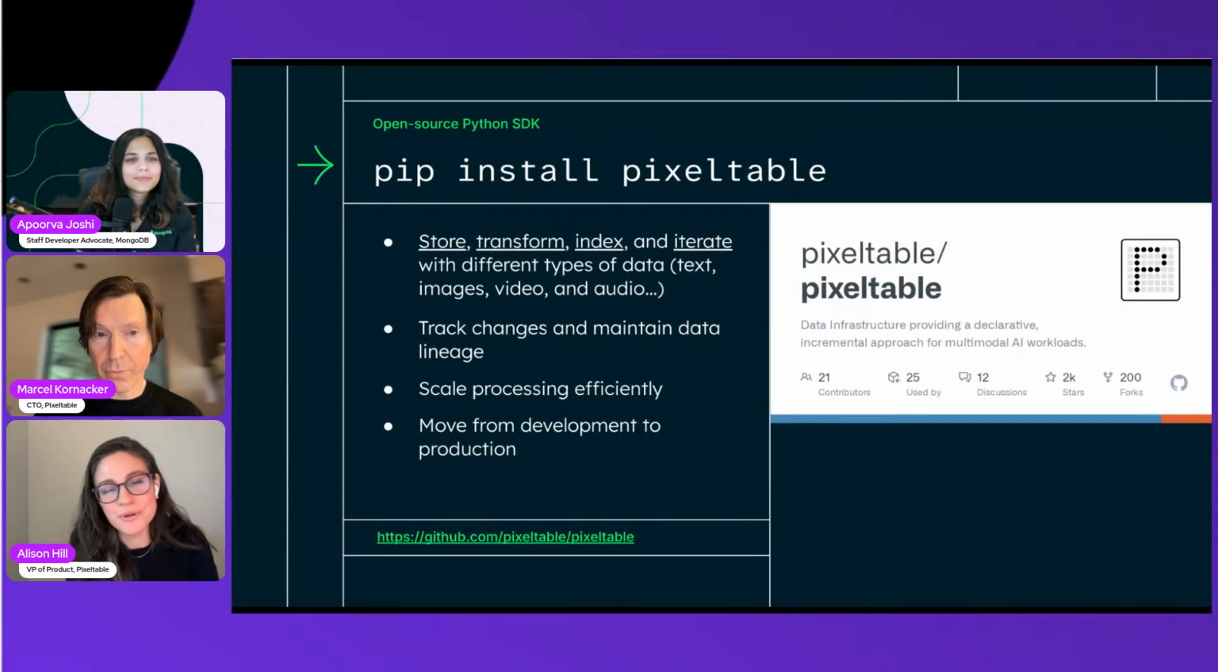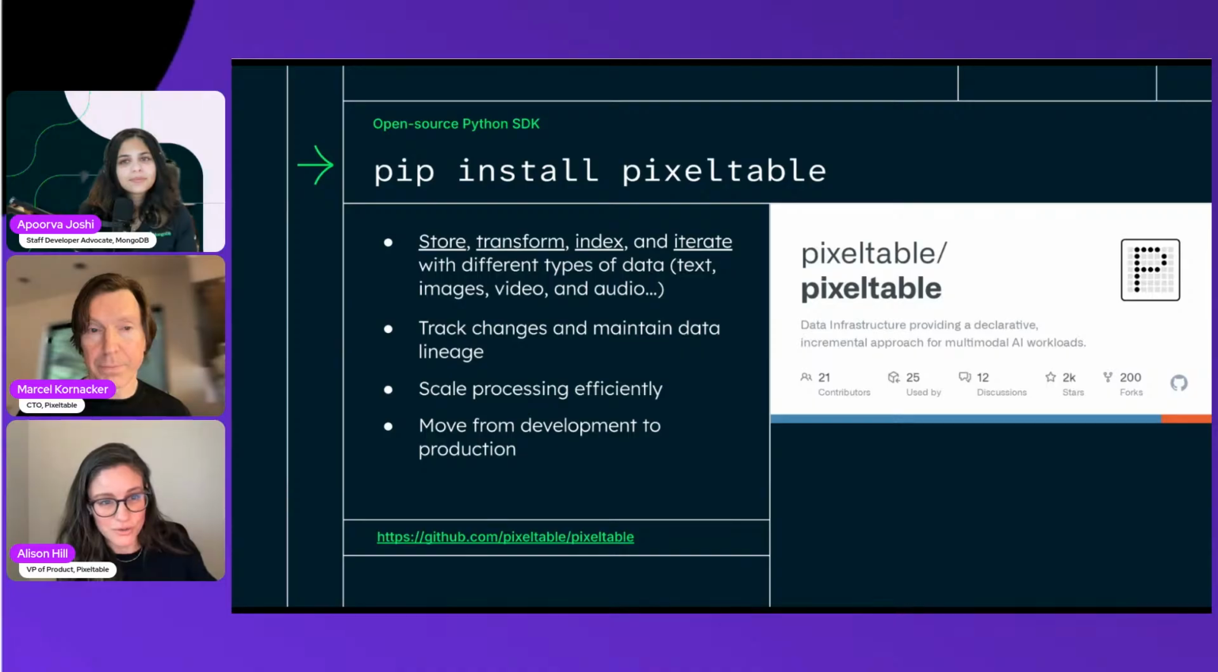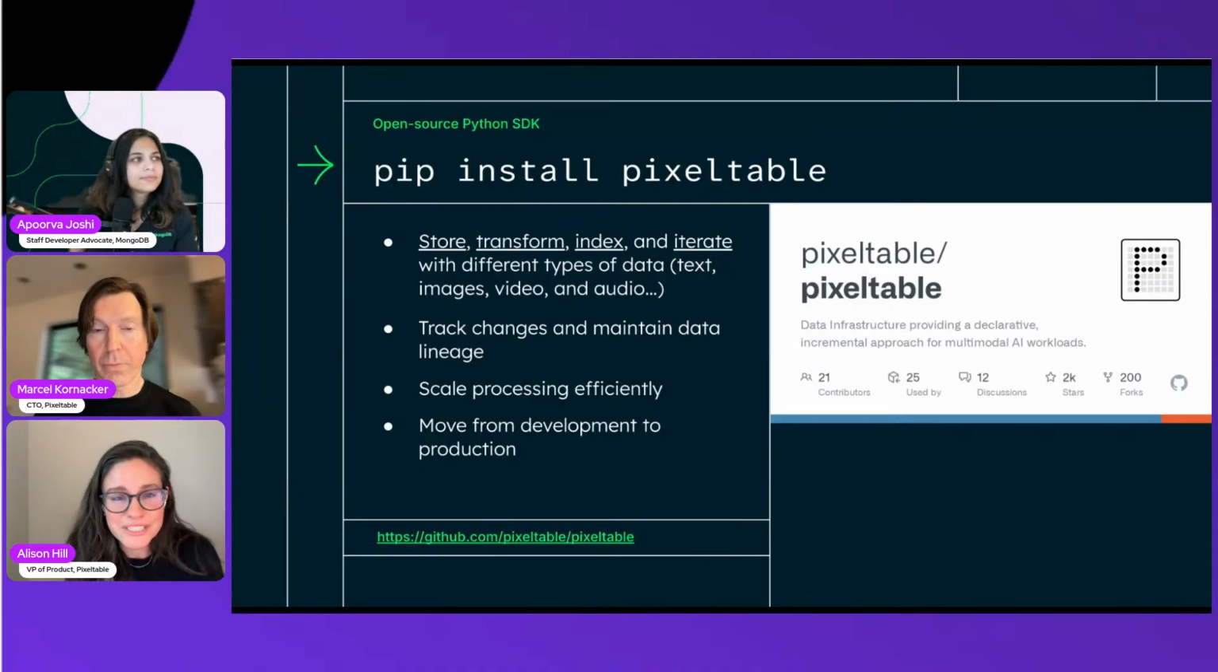So what is Pixeltable? It's an open source Python software development kit. You can pip install Pixeltable and use it just the way I'm going to show you in this notebook today. You can find us on GitHub. Pixeltable is designed to enable you to store, transform, index, and iterate with different types of data. So it's a unified API that works for text, images, video, and audio.